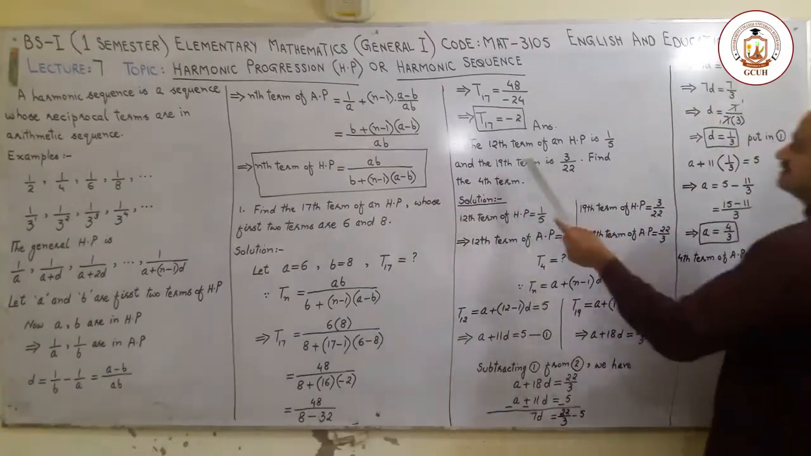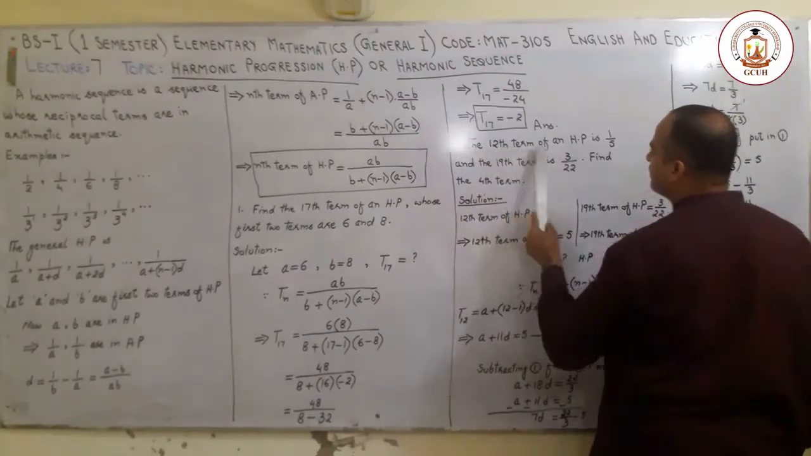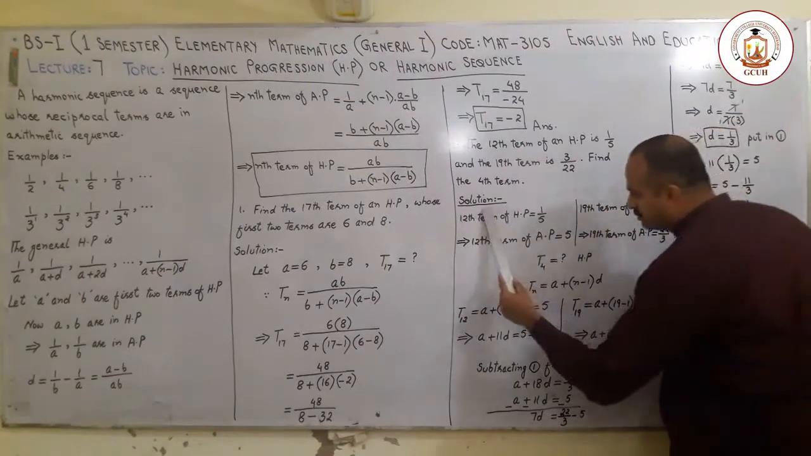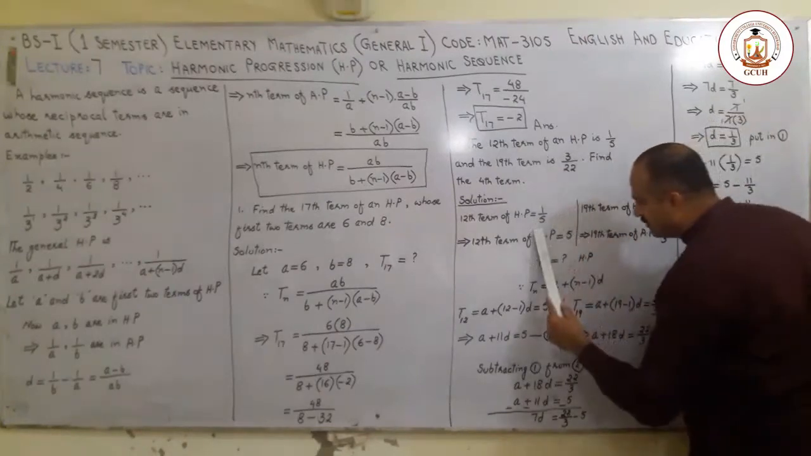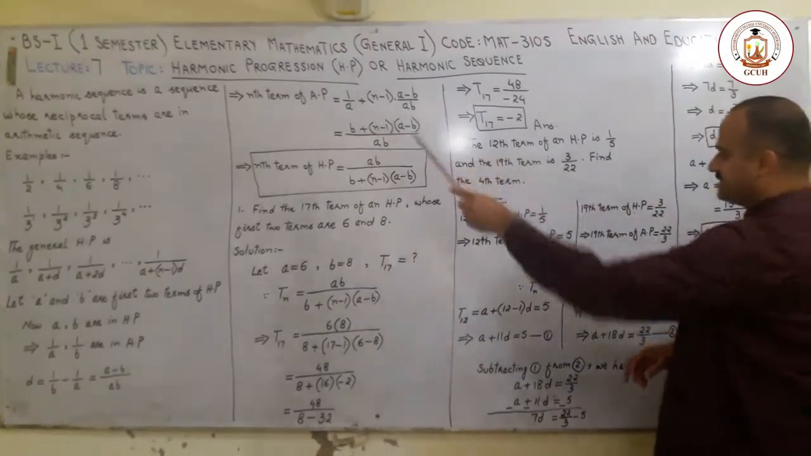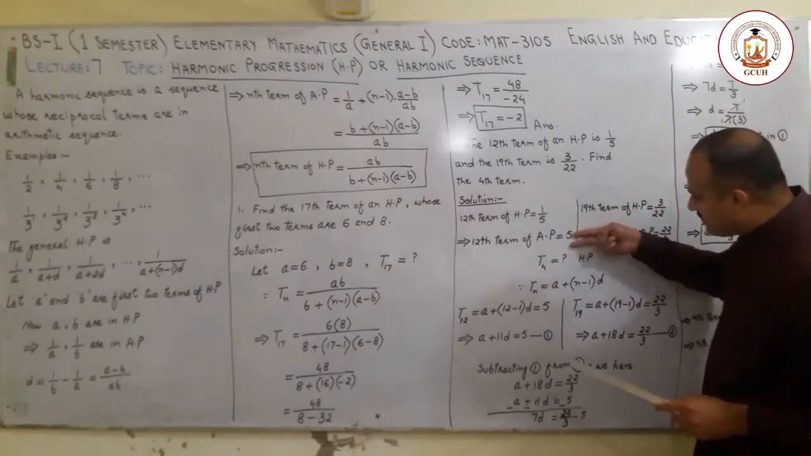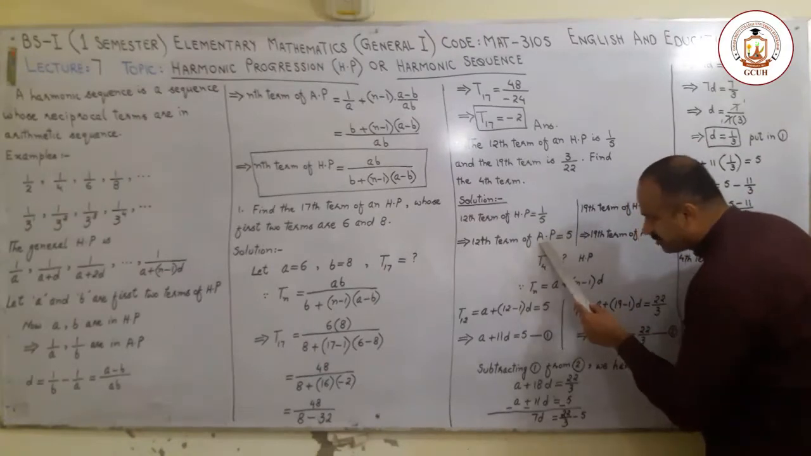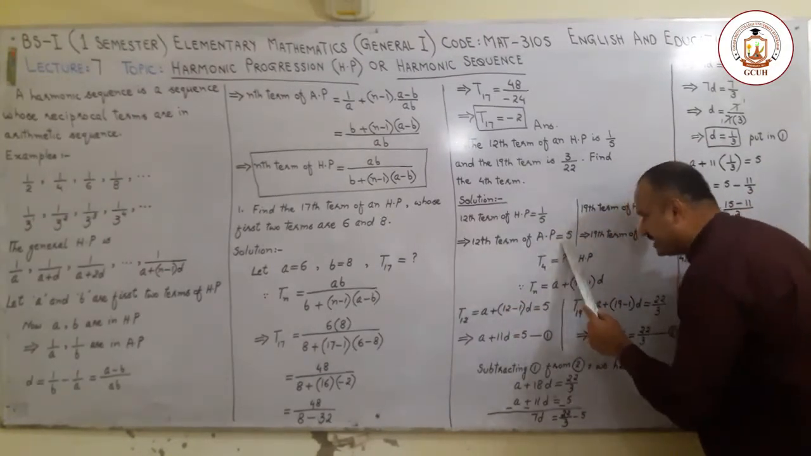So the next question, second question of this topic: the 12th term of a harmonic progression is 1 upon 5. So in the solution we have written 12th term of HP is equal to 1 upon 5, and from the definition we know that its reciprocal, which is 5 upon 1, which is actually 5, will be in arithmetic progression. So the 12th term of arithmetic progression is 5 here.